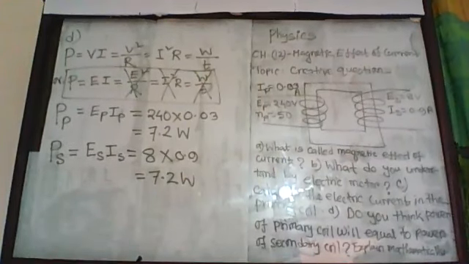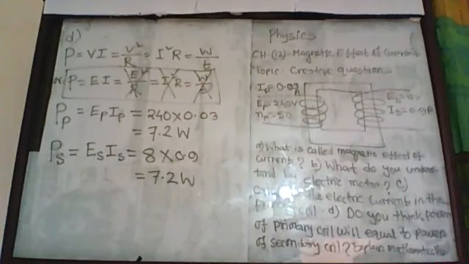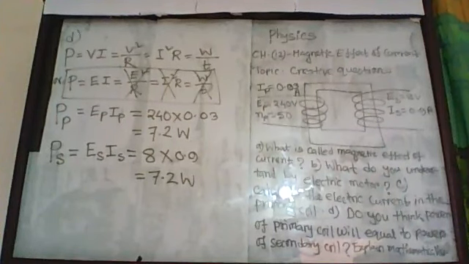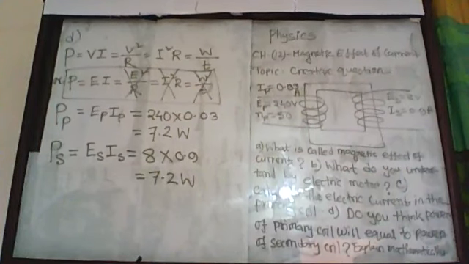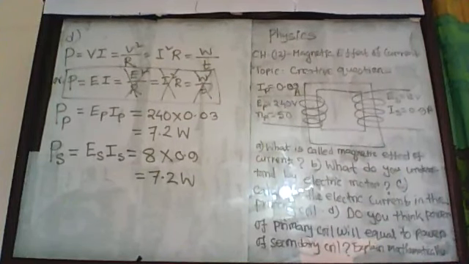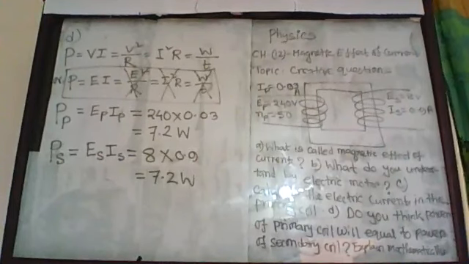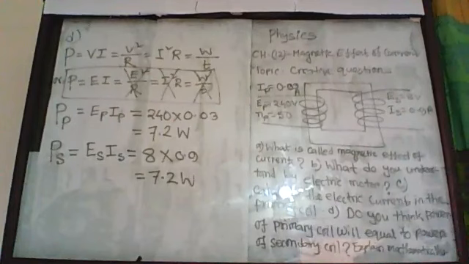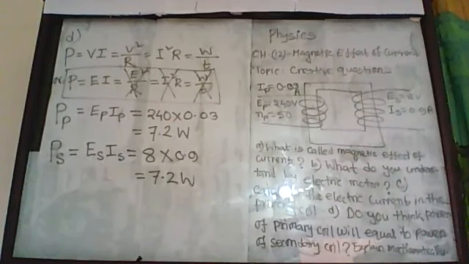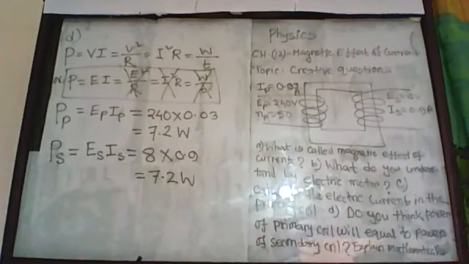Now, in summary, at question number D, the electrical power for the primary coil is 7.2 watt, and the electrical power for the secondary coil is also 7.2 watt. So this information indicates that this transformer follows that its primary power will equal its secondary power. The statement of question number D is correct. That's why you can say that the electrical power of the primary coil will equal the electrical power of the secondary coil.